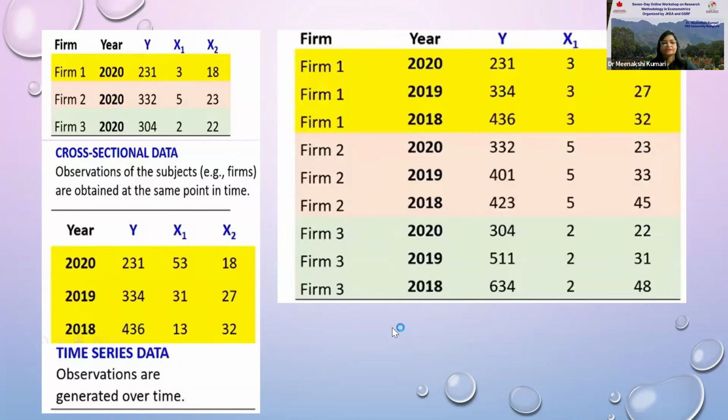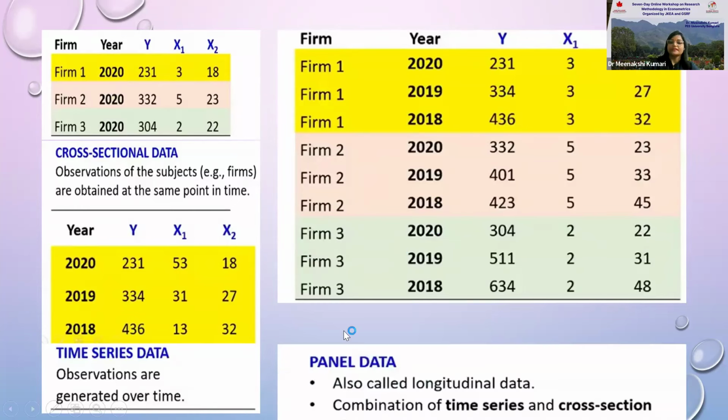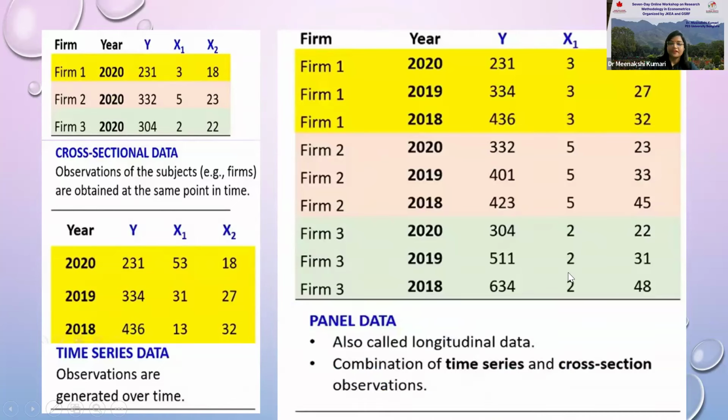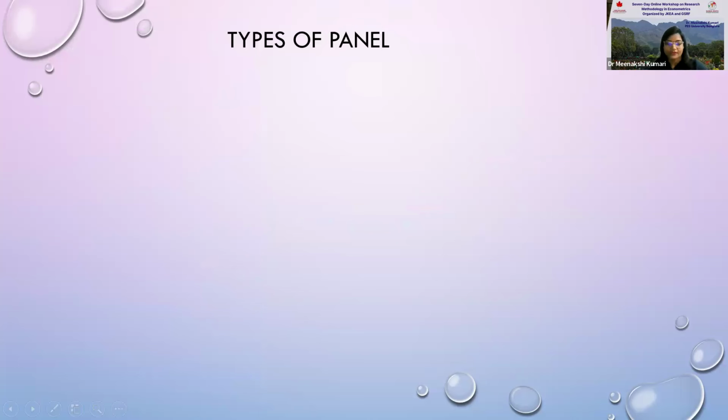So this kind of setup is different from cross-sectional and time series data because it's a combination of cross-section and also time series data. So it's a panel data or longitudinal data, right? So it's a panel data and it's a combination of time series and cross-sectional data. Now we understood what panel data is. Now we have different types of panel data.